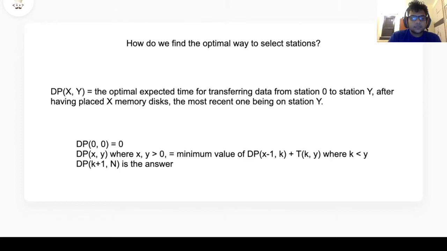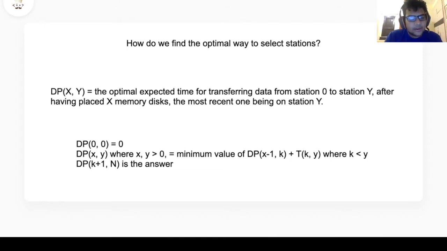So DP of 0 0 is obviously 0. And notice that DP 0 of anything other than 0 will always be infinity, because it's not a valid case, right? If we're not placing any more memory disks, then obviously no location other than 0 can have a memory disk. So therefore DP 0 0 is equal to 0 and DP 0 of anything else is equal to infinity, let's say.